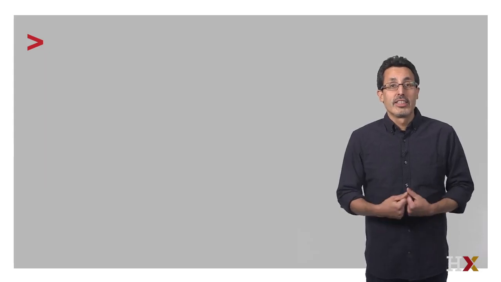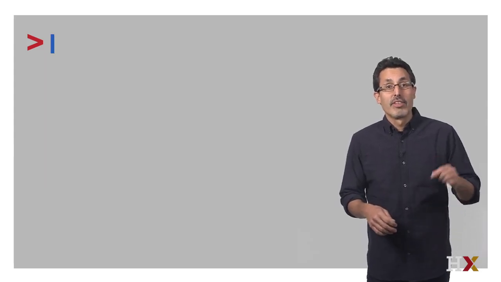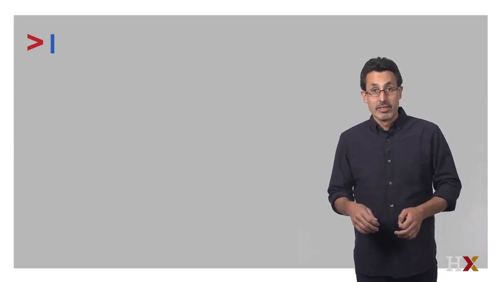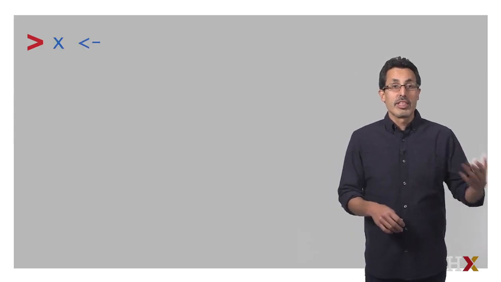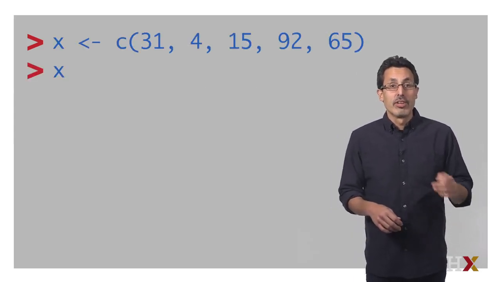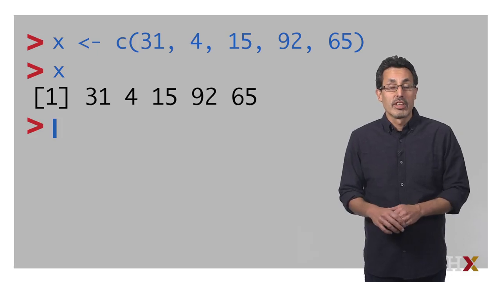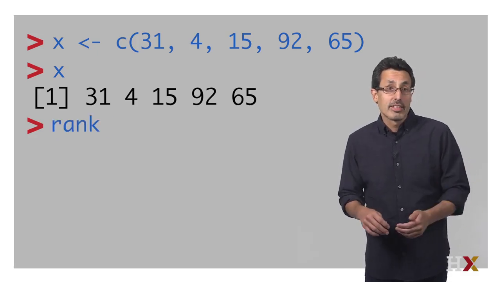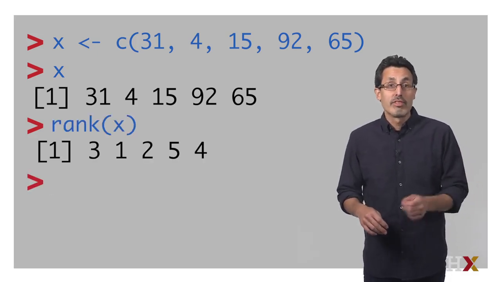So, is California the most dangerous state? In the next section, we argue that we should be considering rates, not totals. But before doing that, we introduce one last order-related function, rank. For any given list, it gives you a vector with the rank of the first entry, second entry, etc. Here's a simple example. Let's look at that vector we defined earlier: 31, 4, 15, 92, 65. If I type rank of x, I get back 3, 1, 2, 5, 4.